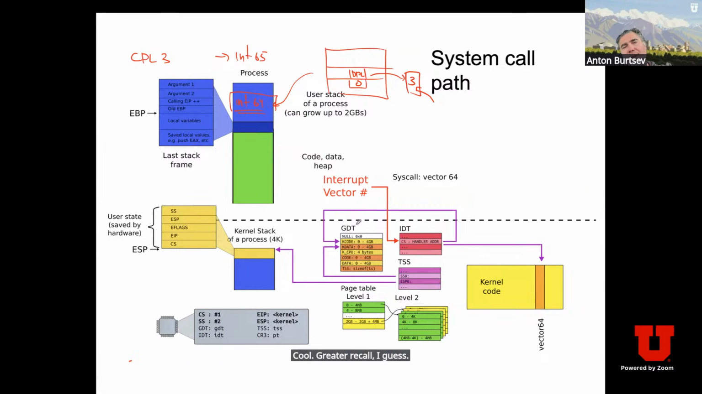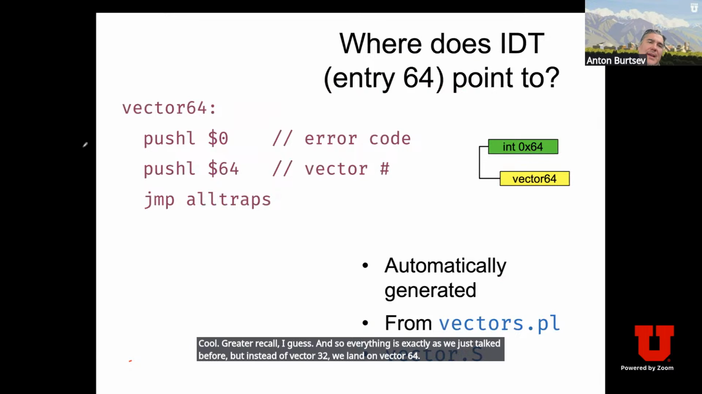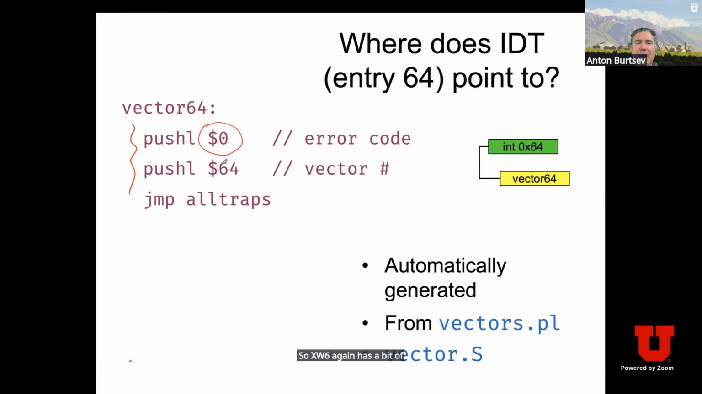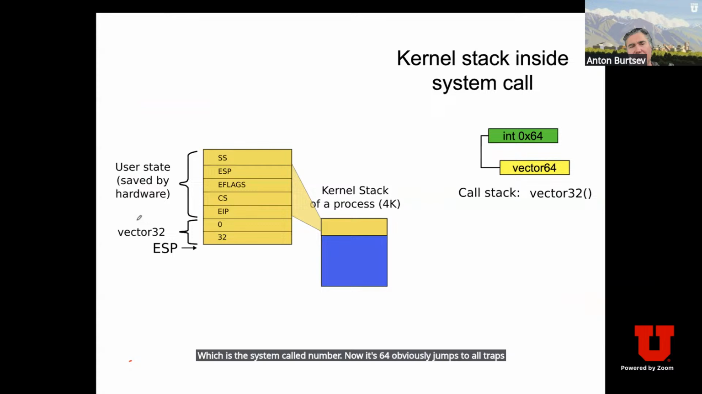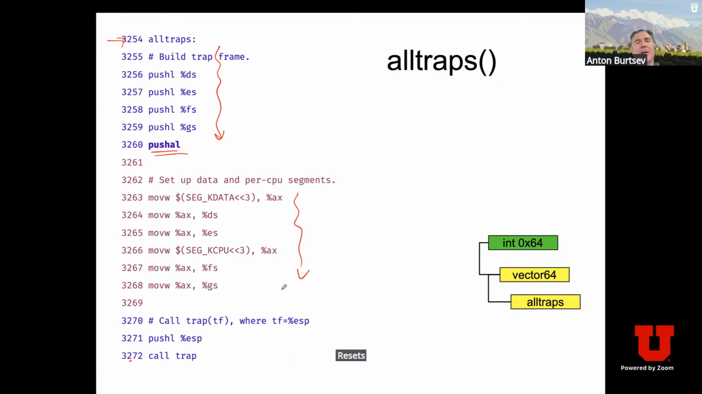So everything is exactly as we just talked about before, but instead of vector 32, we land on vector 64. x86 again has a bit of assembly code, which pushes the error code, pushes the system call number, now it's 64, obviously, and jumps to alltraps. Our stack looks exactly like we just discussed. Everything happened as before. So we landed on this alltraps function, which saves all the user segment registers, all the user general registers, resets the segments in the kernel, and then it calls trap here.